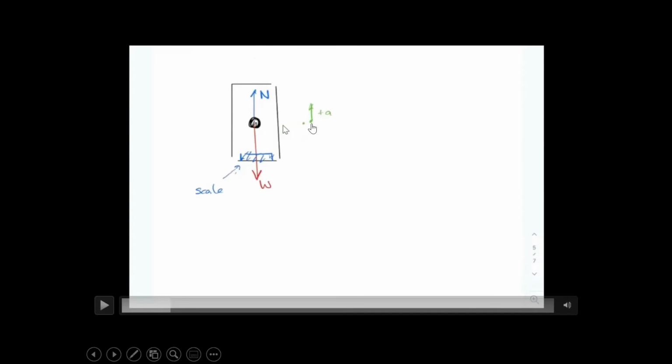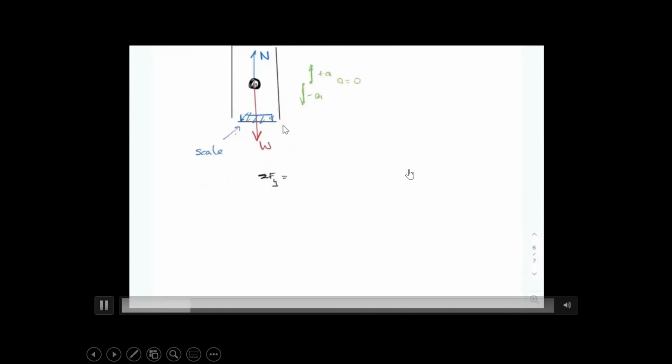Now, the elevator can accelerate in the upward direction, positive acceleration, or the downward direction, negative acceleration, or it could be moving at a constant speed or standing still, so there's no acceleration. So let's come up with a mathematical model for the apparent weight. I'll do a force summation along the y direction. N is up, W is down. Acceleration could be up, positive. It could be down, negative, or no acceleration. So net force is what causes the acceleration.